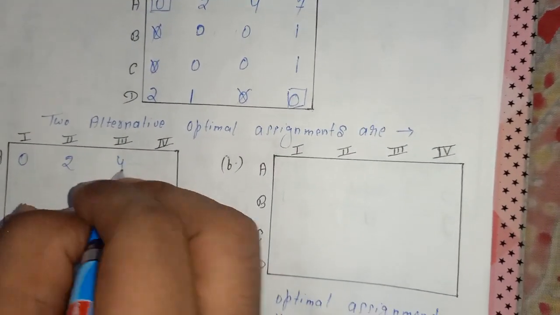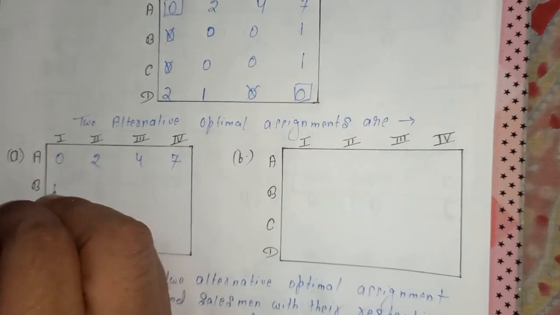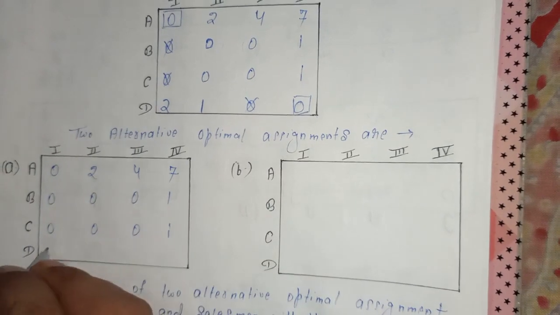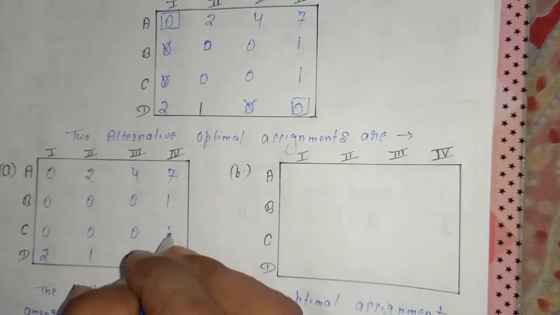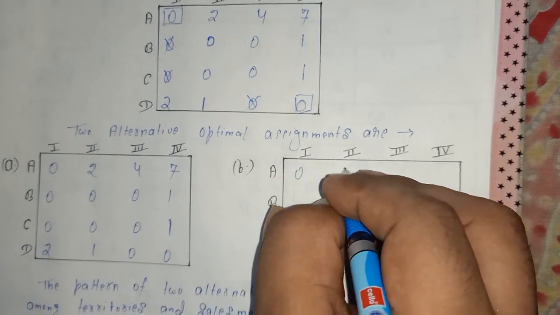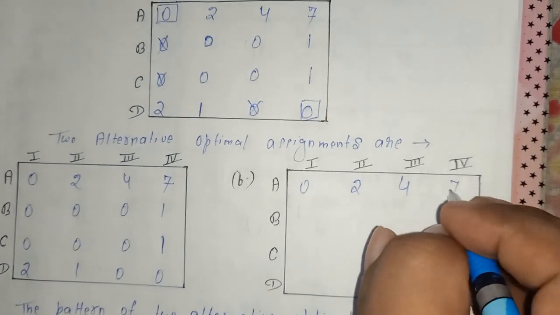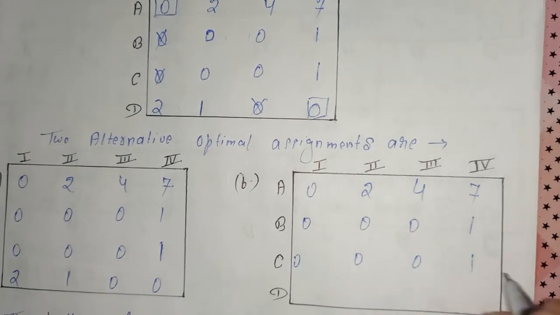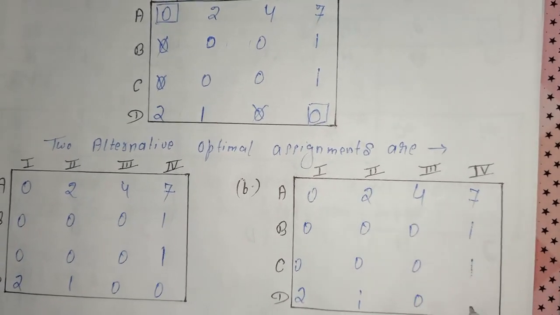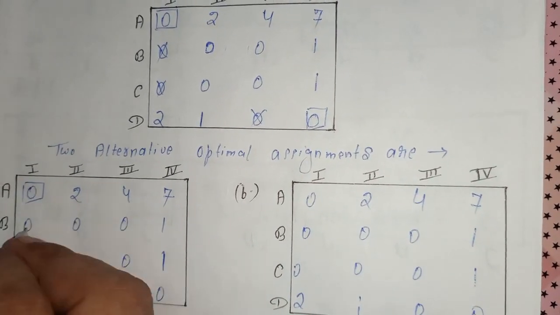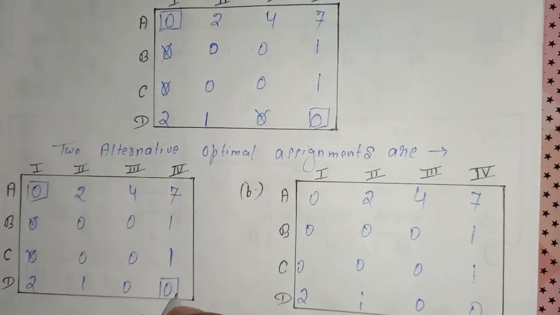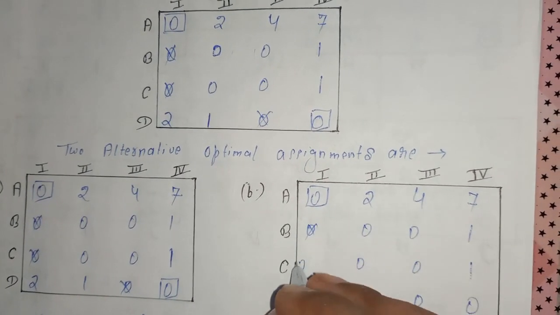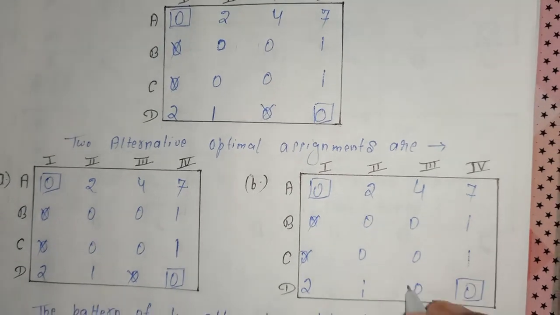0 2 4 7, 0 0 0 1, 0 0 0 1, 2 1 0 0. Assigned, cross off, cross off. This is assigned, cross off. This is assigned, cross off, cross off. This is assigned, cross off.